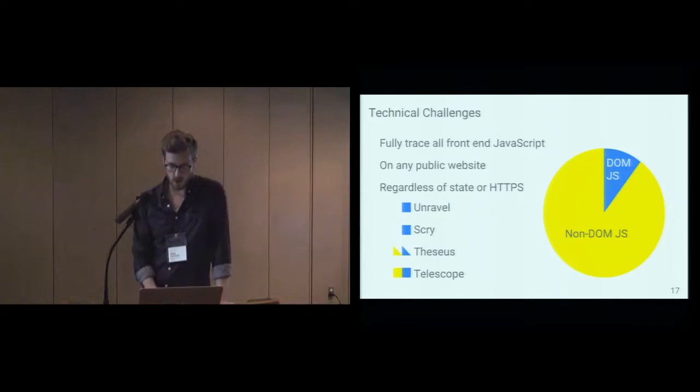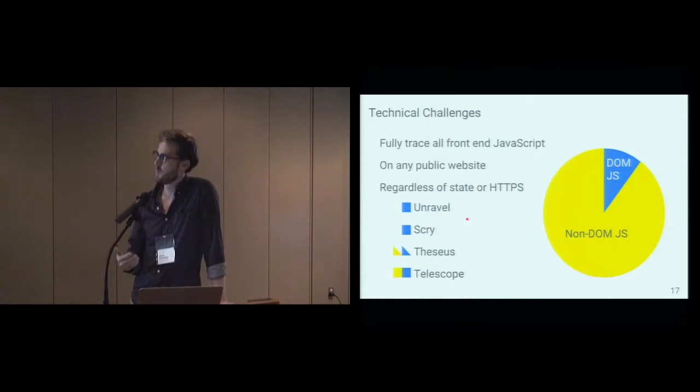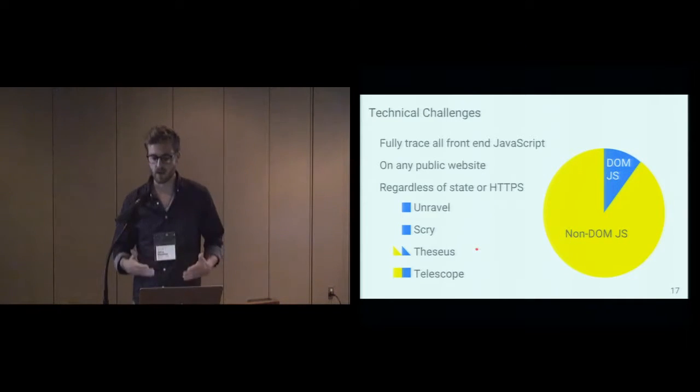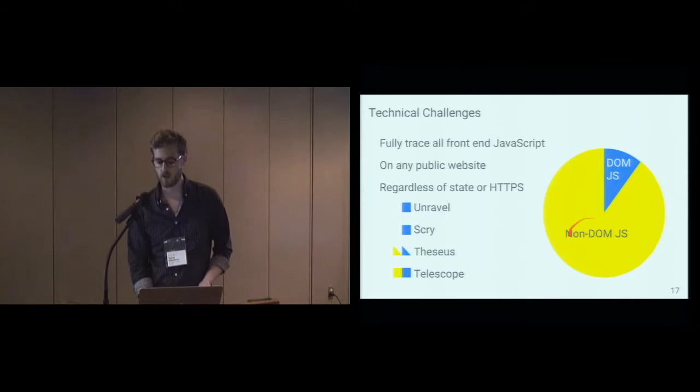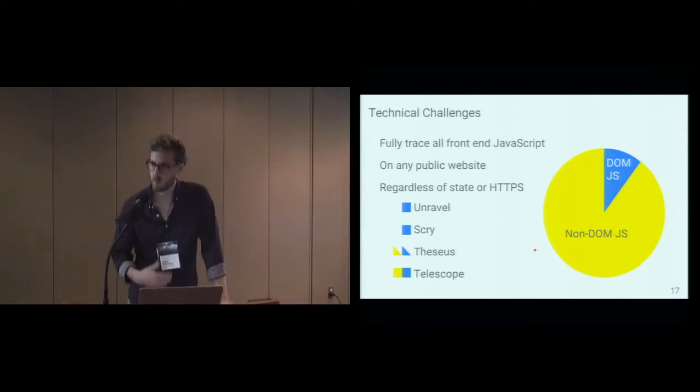Now, in this chart, Unravel and Scry were contributions. They were tools that really helped you understand JavaScript that queried the DOM. Theseus made a bigger contribution. It allowed you to instrument all the JavaScript, as well as whether or not it queried the DOM. And with Telescope, we wanted to make a contribution by making this work on the open web.